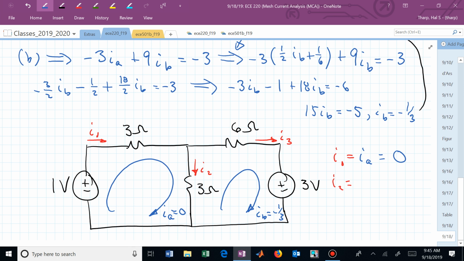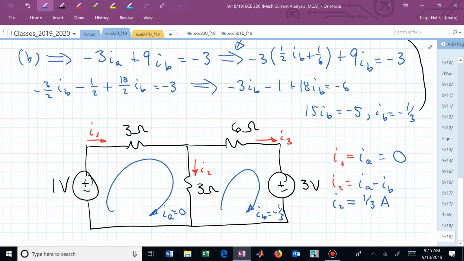In terms of mesh currents. This is why we tried to get our head around how to relate mesh currents and branch currents. What's I sub 2? I sub A minus I sub B. That's the net current down: I sub A minus I sub B. And that now is 0 minus (minus 1/3), so I sub 2 is 1/3. We have 1/3 amps going vertical from top to bottom.